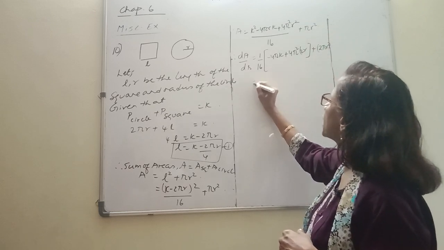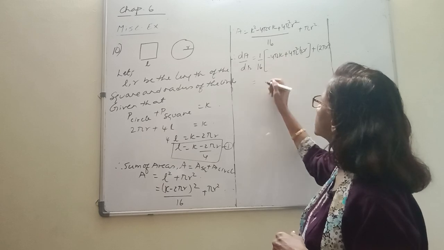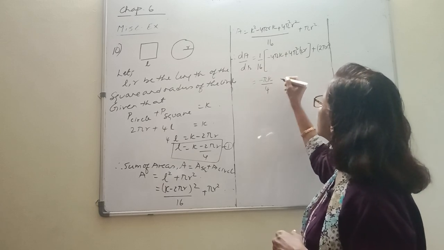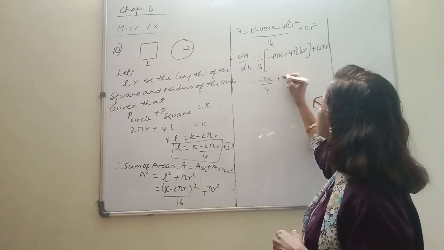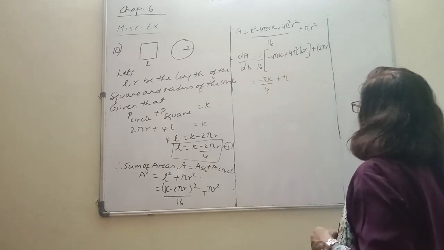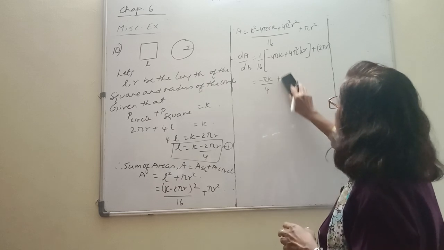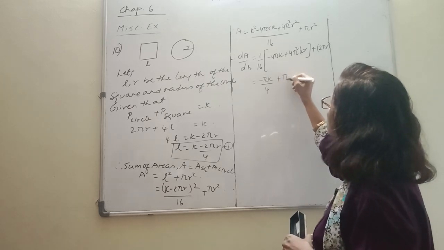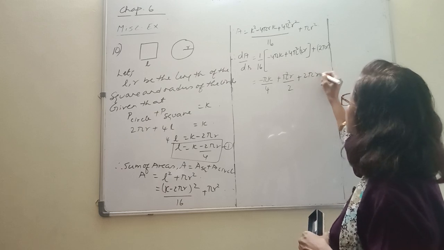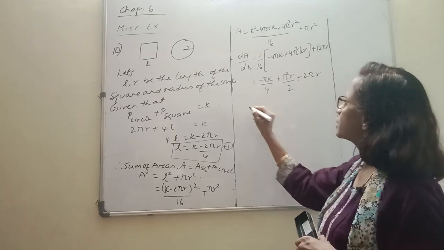Okay, if you plan to take the 16 inside, you will get minus pi k over 4, and you will get plus pi, 8 twos are 16. That's fantastic. 8 is there, so we will get pi squared r over 2, and this is 2 pi r. Okay, first derivative is done.